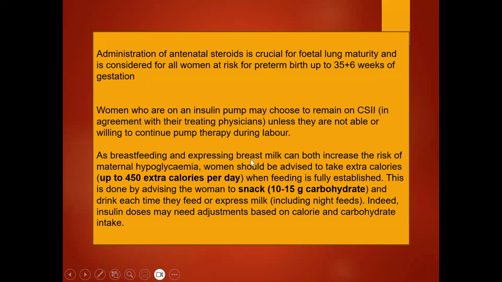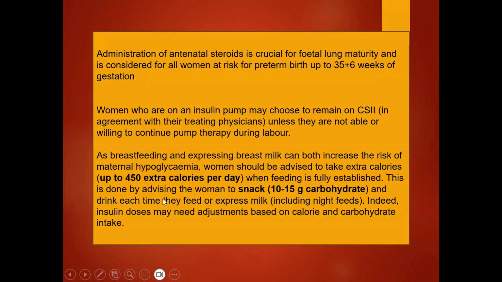As breastfeeding and expressing breast milk can both increase the risk of maternal hypoglycemia, women should be advised to take extra calories, up to 450 extra calories per day, when feeding is usually established. So this is what was asked in the exam, what was asked in the question stem there.